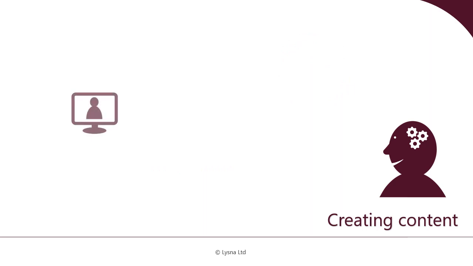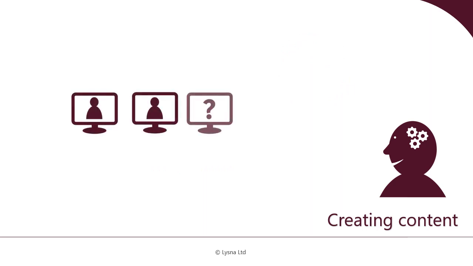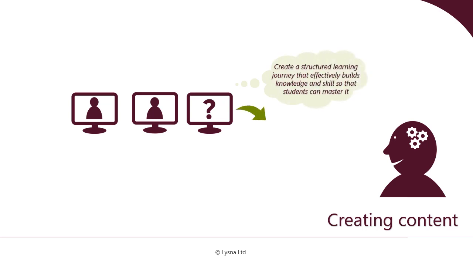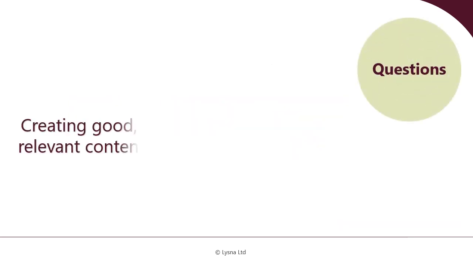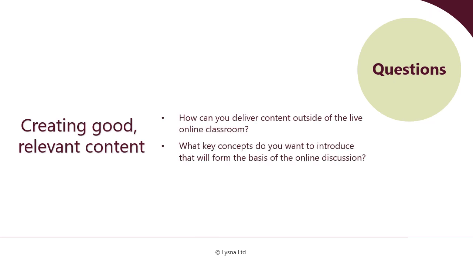In e-learning design, we used to reckon on a question or interaction every 3 screens to create the right level of learner engagement. And the questions should link back to the learning objective for the module, as well as provide the basis for the live online classroom discussion. So again, questions for you. How can you deliver the teaching content to your learners so that you don't have to reteach it in the online classroom? And what key concepts do you want to introduce up front that can then form the basis for a classroom discussion?